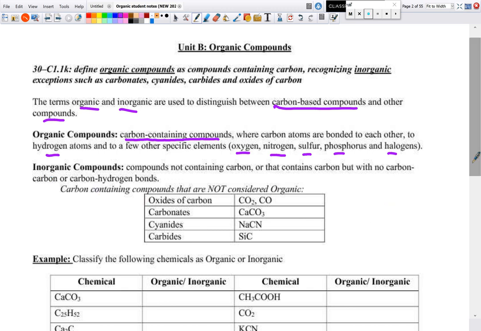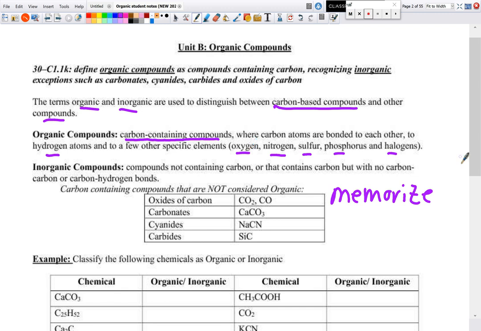Now, there are a few exceptions to the rule that have carbon but are not considered organic. So you need to memorize these. So the first ones are the oxides of carbon, so carbon dioxide and carbon monoxide. Even though they do contain carbon and oxygen, which is up here in our list, technically, when you look at the properties of them, they're just not organic whatsoever.